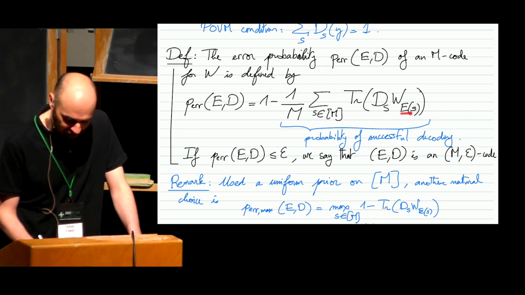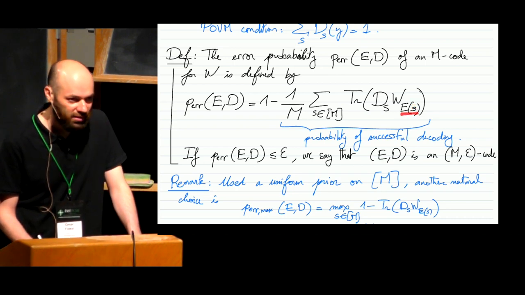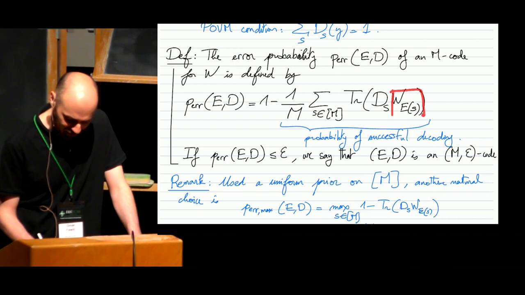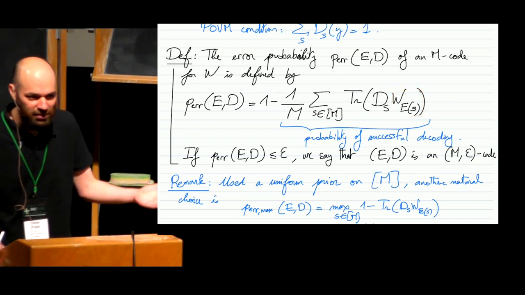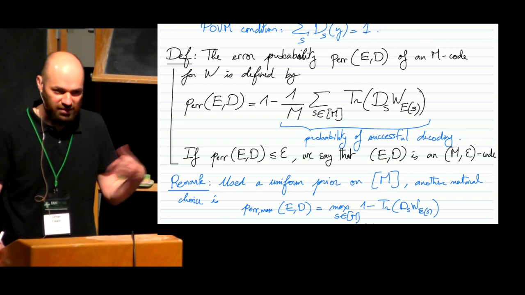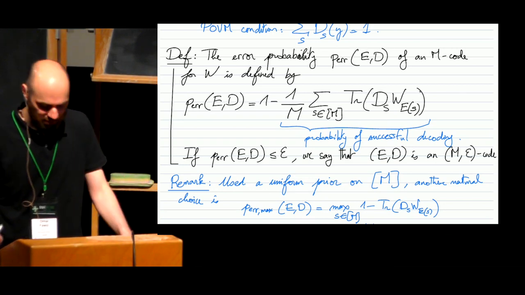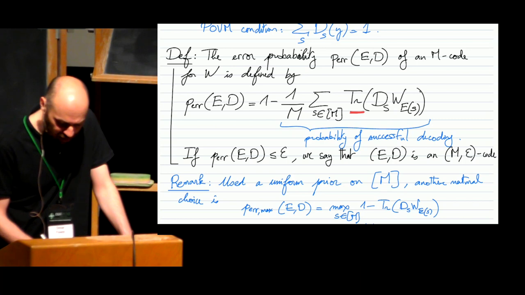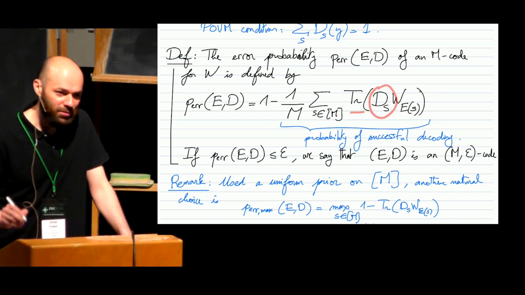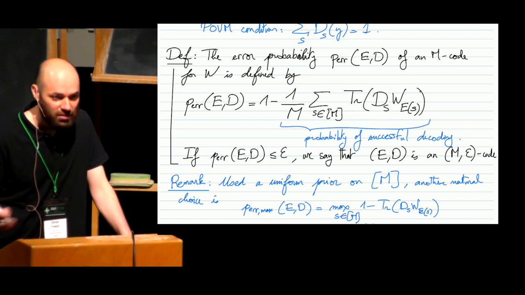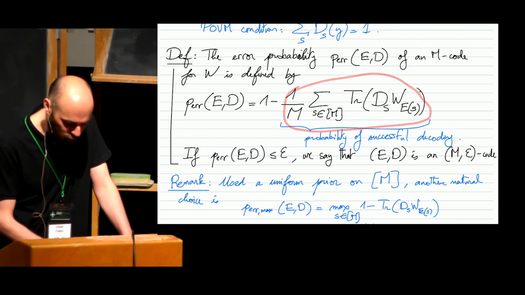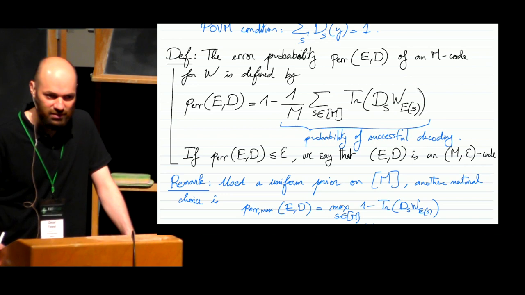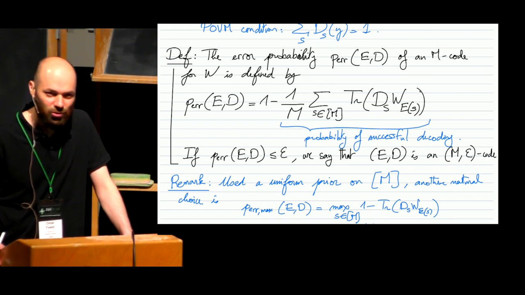So it gets encoded to E of S, and then the output of the channel is this quantum state, W of E of S. Then I see what is the probability that the output of my decoding operation is exactly S, and this is nothing but the trace of the POVM element corresponding to S times this operator. Okay, so this is the success probability. If I want to talk about the error probability, I just do 1 minus that. Okay, so I hope this is clear.